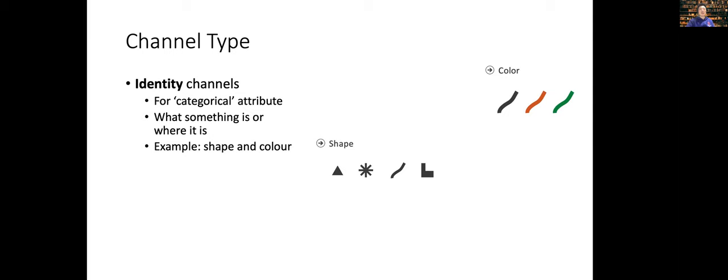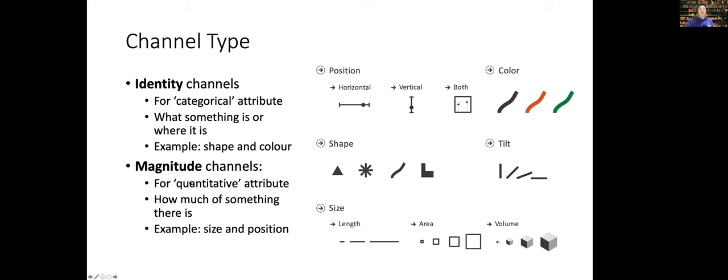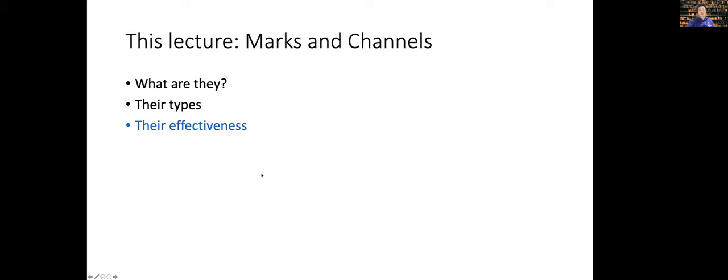Again, you have other channels used to represent quantitative attributes like numbers, and you can use position, amount of tilt, or length. They call these magnitude channels. Magnitude is basically just another word for quantitative, so I can just call these quantitative channels. That's relatively easy. Depending on whether you are representing quantitative or categorical attributes, you have quantitative or categorical channels.